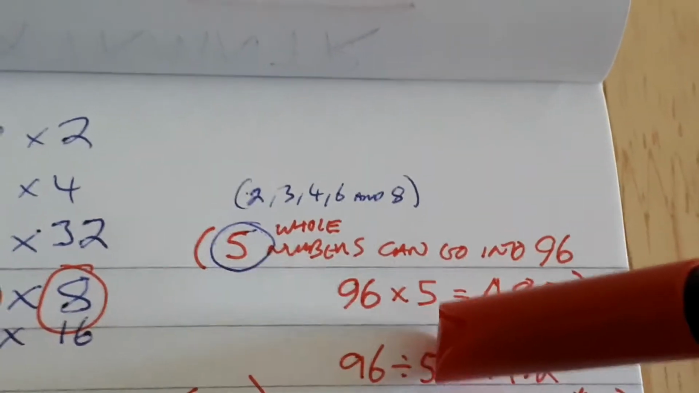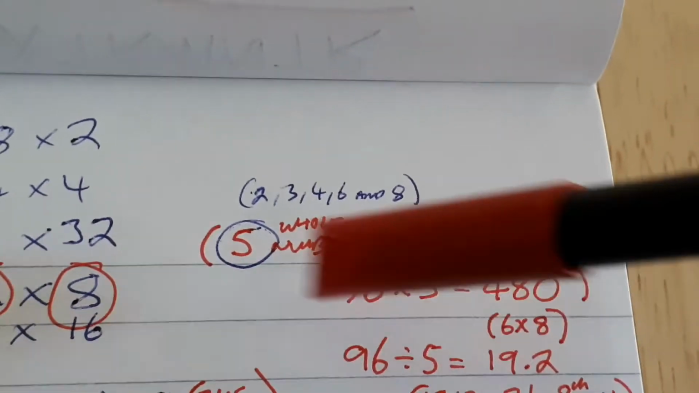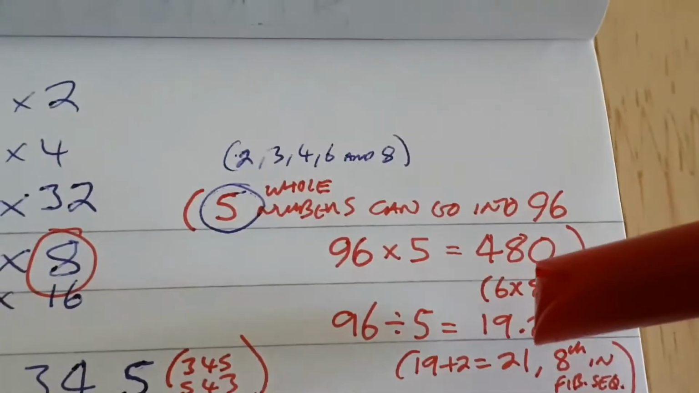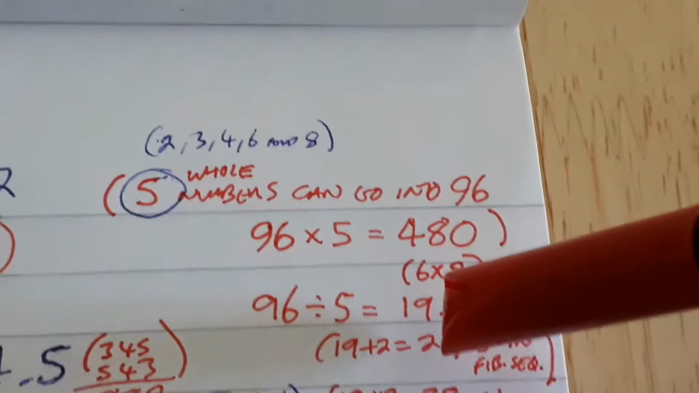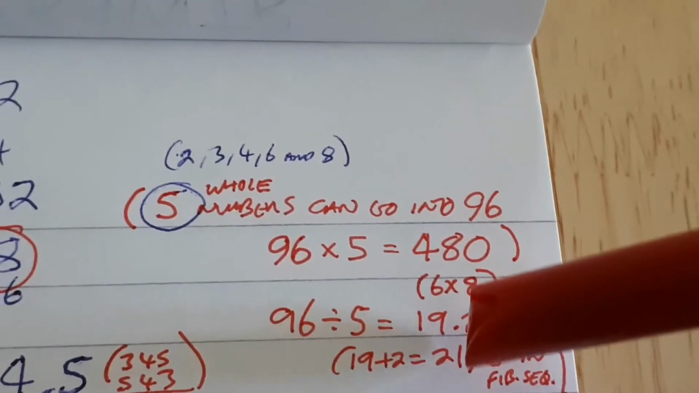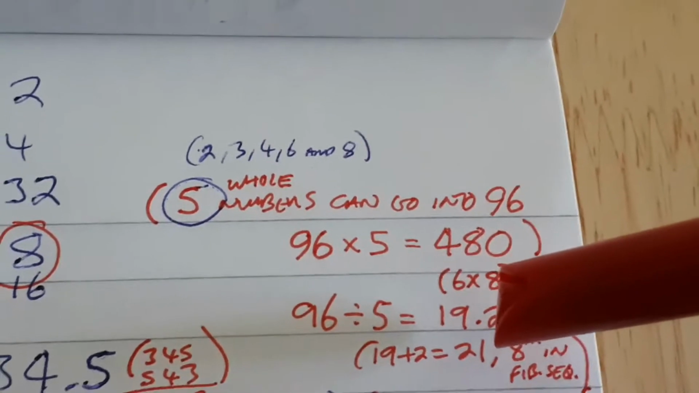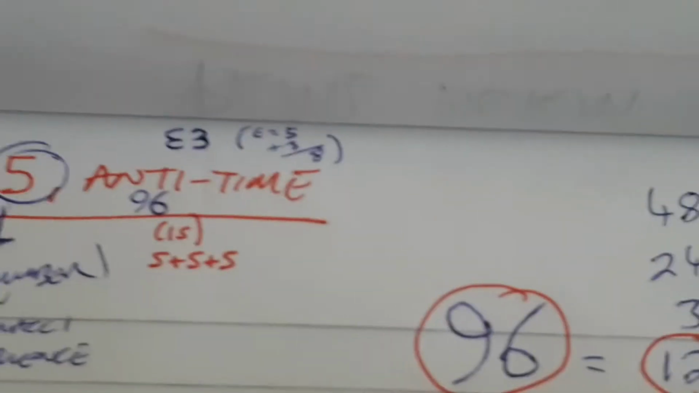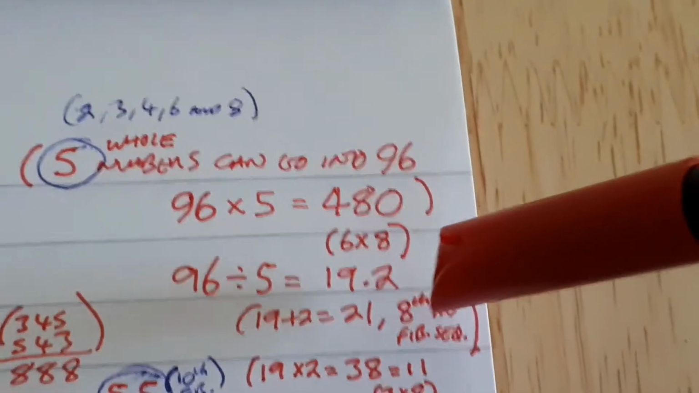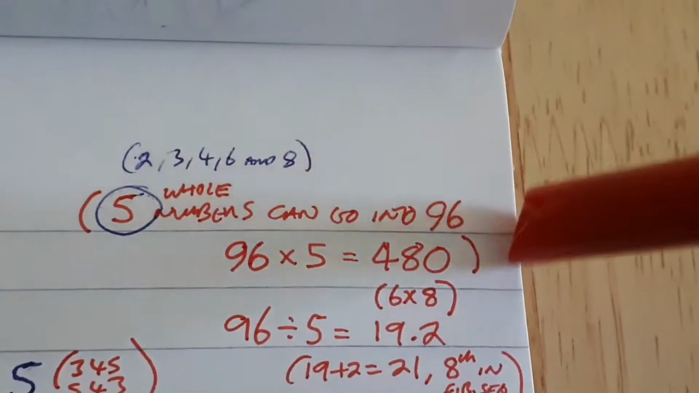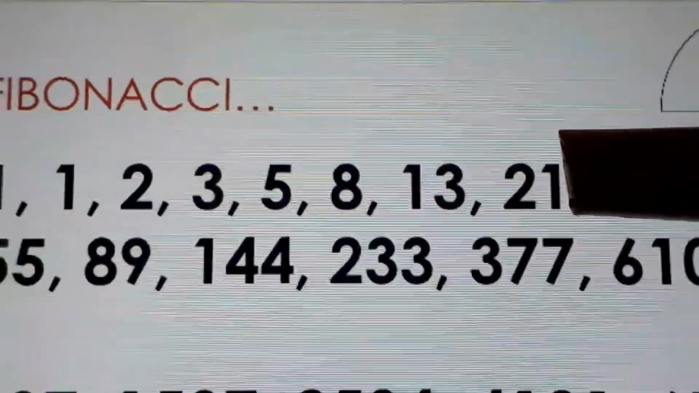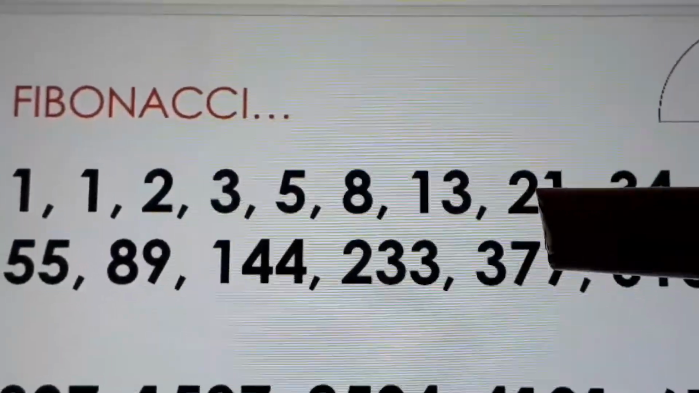So 96 divided by 5 is 19.2, so it's not a whole number. 19 plus the 2 is the 21. You've got your 3 again. And 21 is the 8th number in the Fibonacci sequence. So again, the 8 link of the time, 21 there being the 8th number in the sequence.